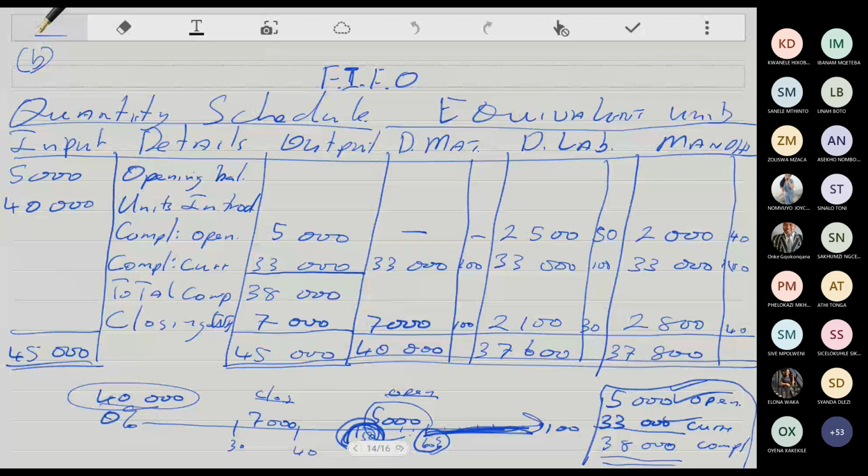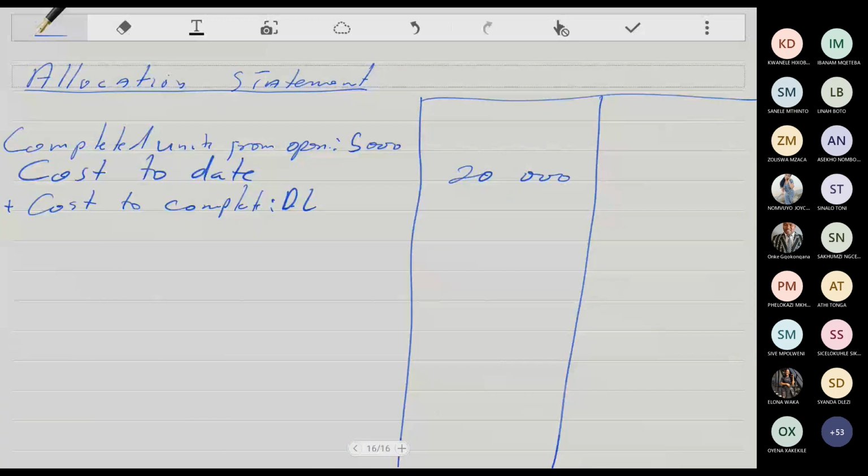Then plus what we call the cost to complete. Our cost to complete was on direct labor and in your manufacturing overheads. Direct labor is 2,500 and here 2,000. If you check the cost per unit, direct labor R1.06 and overheads 0.79.